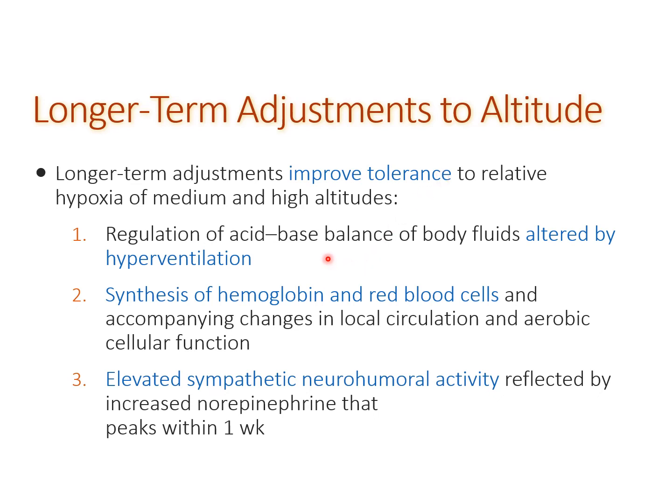So what are some of the longer term adjustments that we see? We see the regulation of acid-base balance of body fluids altered by hyperventilation. We talked about that on that first table a few slides back. You get the synthesis or the creation of hemoglobin and red blood cells, and the accompanying changes in local circulation and aerobic cellular function. So now you're getting this increase in hemoglobin, this increase in red blood cells, and this increased hematocrit in your blood. And then third, you get this elevated sympathetic neurohormonal activity reflected by an increase in norepinephrine that peaks within 1 week. So we talked about that increased sympathetic drive that happens in relation to increased altitude.